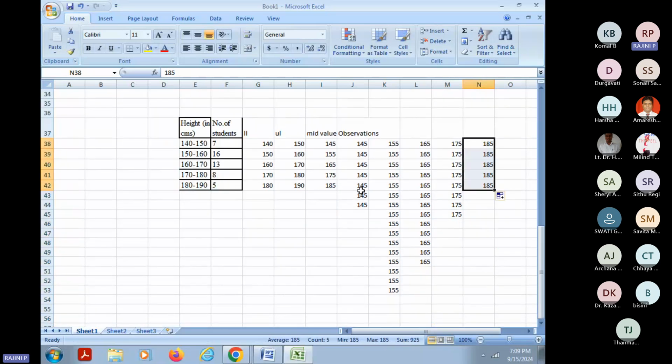Once the data is arranged, everyone, did you understand how we are arranging the data? Is it clear? Yes, ma'am.